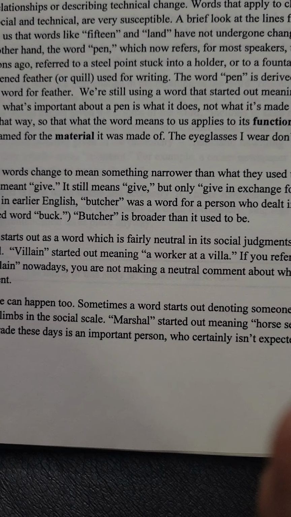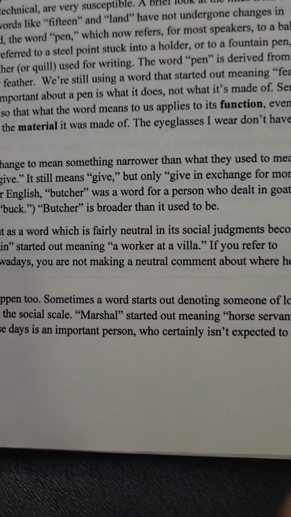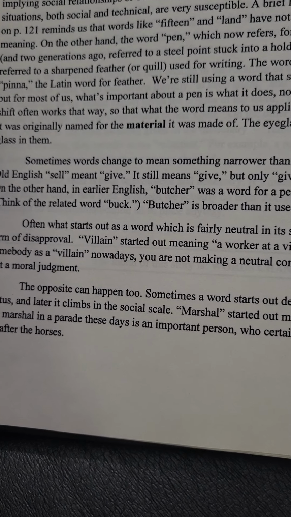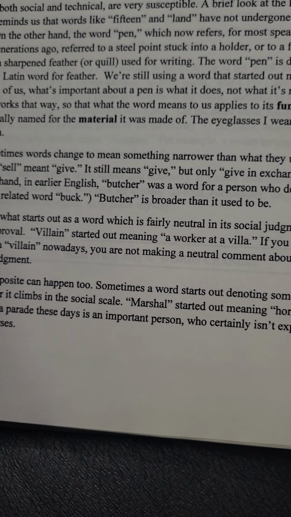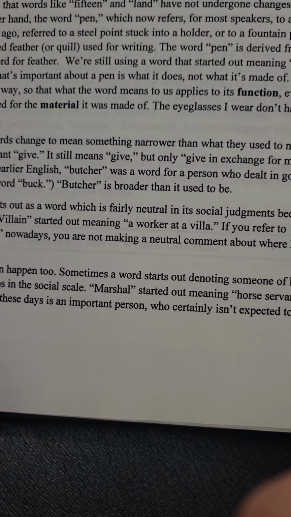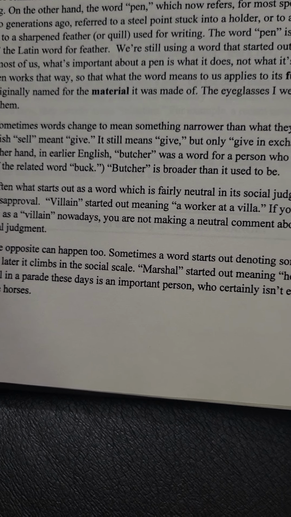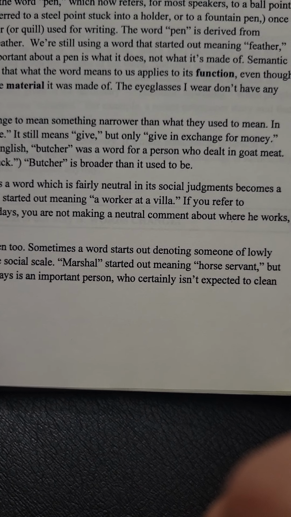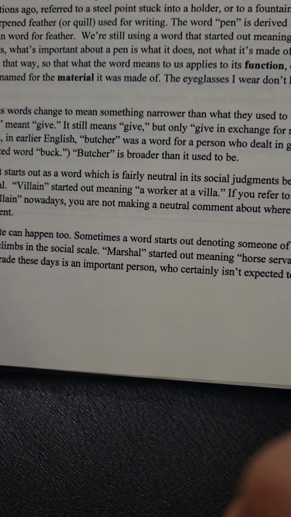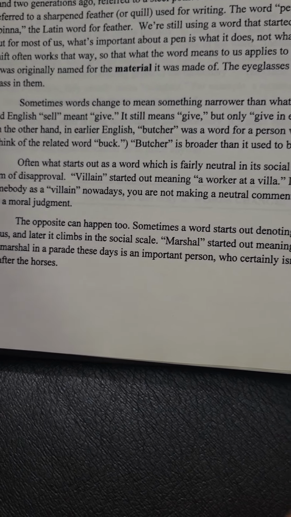So in other words, words that are used for things that constantly change are themselves subject to change in the way we use them. A brief look at the lines from Beowulf on page 121 reminds us that words like fire and land have not undergone changes in meaning. On the other hand, the word pen, which now refers for most speakers to a ballpoint, and two generations ago referred to a steel point stuck into a holder or to a fountain pen, once referred to a sharpened feather or quill used for writing. The word pen is derived from pinna, the Latin word for feather.